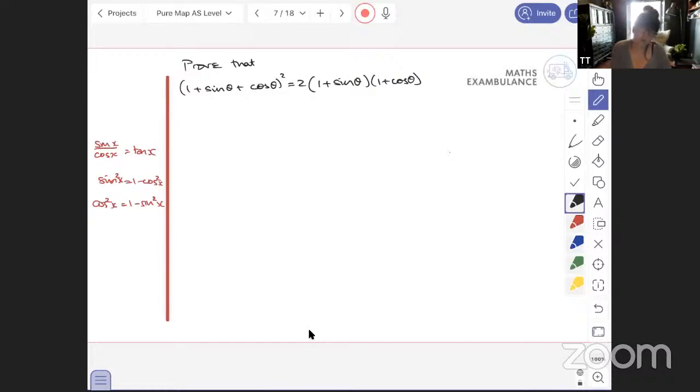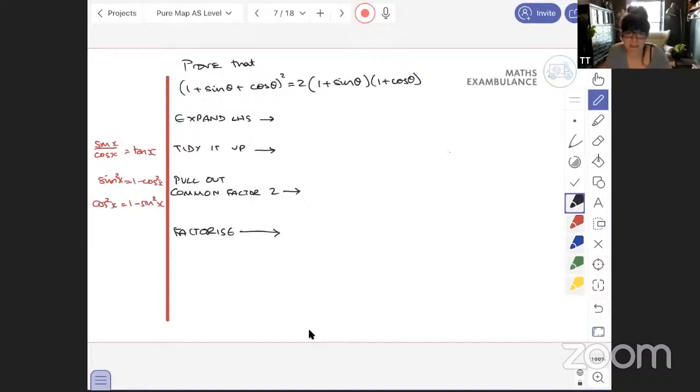So you have a go at this. I'll give you a couple of minutes to get ahead of me, and then I will catch you up. All I want you to do is expand the left-hand side. That's going to be the hard bit. Then when you've expanded the left-hand side, see if you can tidy it up. Just like collecting terms, fiddling around with it, tidy it up a little bit. And then when you've tidied it up, pull out the common factor of 2, which should be there. And then when you've done that, factorize. Okay, I'll give you 2 minutes to get ahead and then I'll join in.